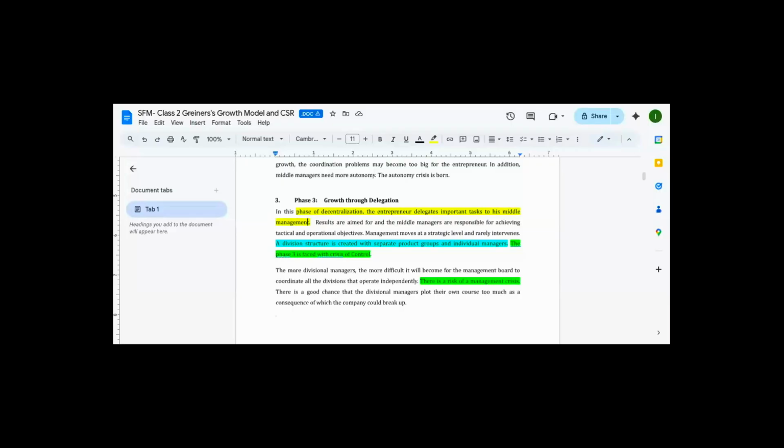So the reason why we are delegating at this stage is that the results are aimed for, that the middle managers are responsible for achieving tactical and operational objectives. So all those managers that we delegate important tasks to, they will be accountable for results. They will be accountable to give feedback and reports on all their activities in their unit or department.